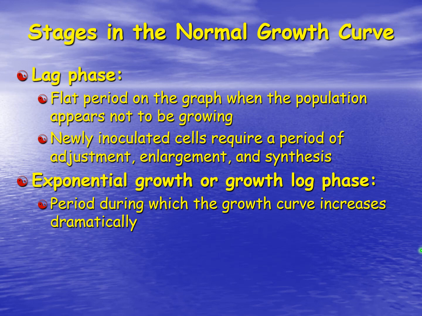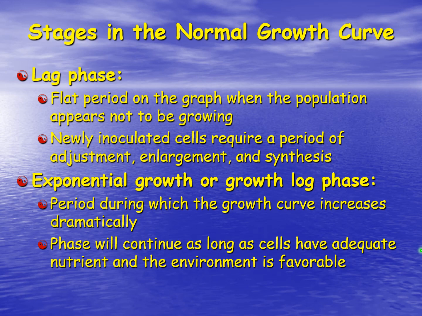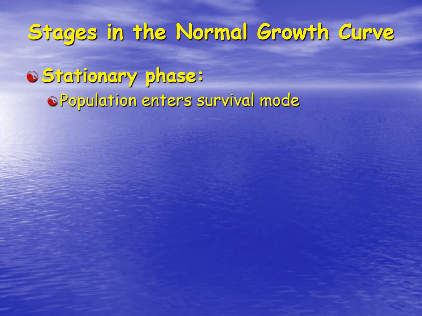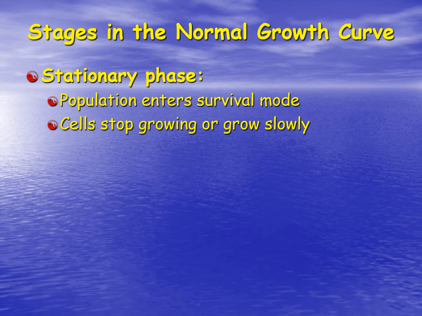And again, we usually plot this as a logarithmic curve so that it's a fairly straight line going up at about 45 degrees. This phase will continue as long as the cells have adequate nutrients and the environment is favorable. If, however, the population enters into a place where the nutrients are declining and waste products are beginning to build up, we enter the stationary phase. And this is when the population enters survival mode. The stationary phase actually flattens on the curve. The cells stop growing or grow more slowly, and for every new cell that's produced, a cell dies.